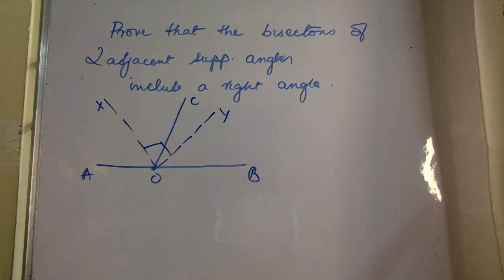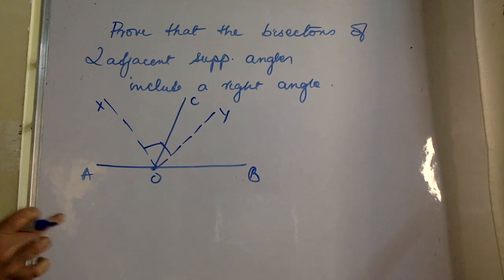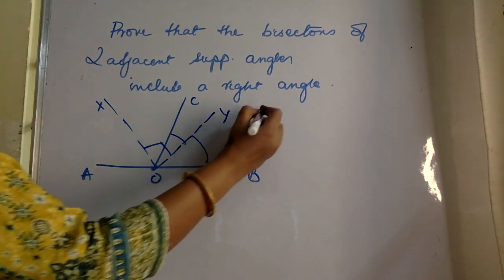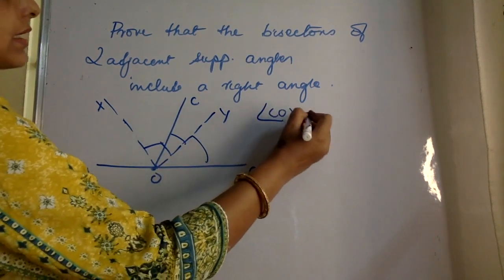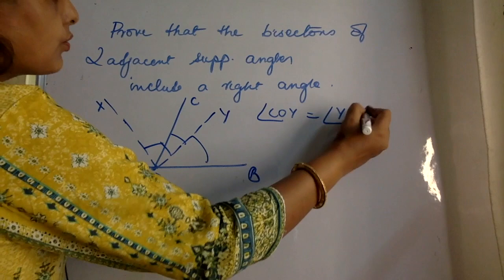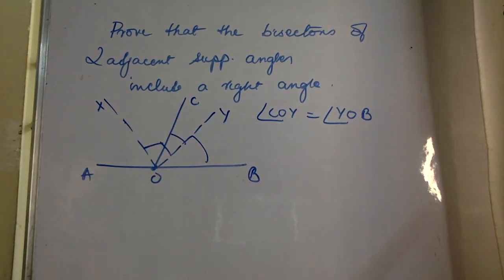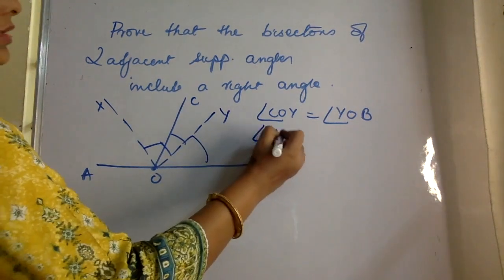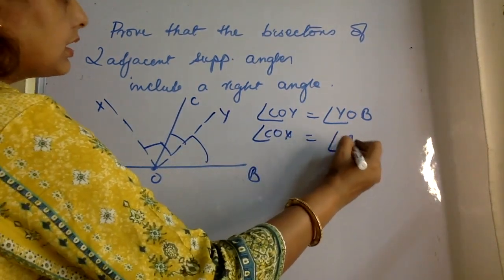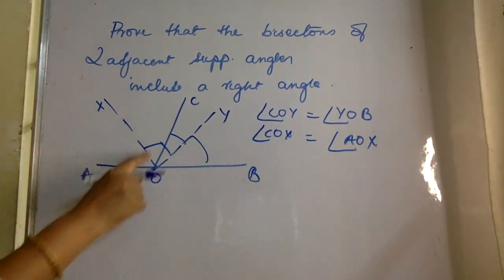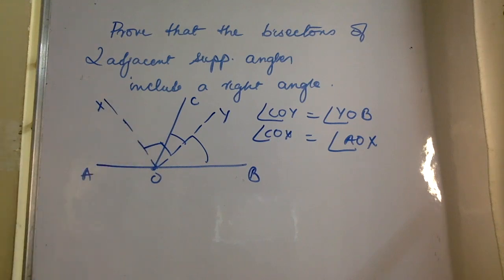So second thing, now COY is equal to YOB, isn't it? COY is equal to YOB. That is because this is the bisector. Second thing, COX is equal to AOX. COX is equal to AOX, COX and AOX. Then the third one, AOX plus XOC.